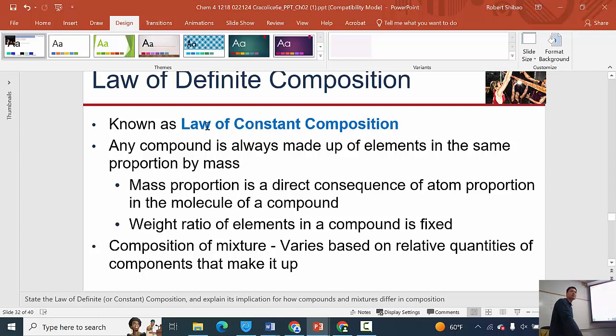But what if there was no such thing as the smallest unit? If there was no such thing as the smallest unit, then it wouldn't be unreasonable to have different ratios. Just say water with a little bit more hydrogen or water with a little bit more oxygen, because you can just have a little bit more because you can divide this into smaller and smaller quantities.